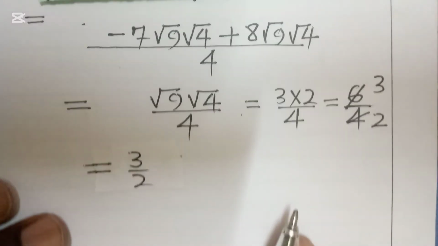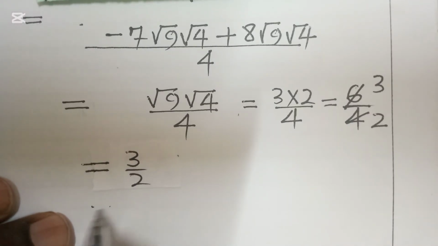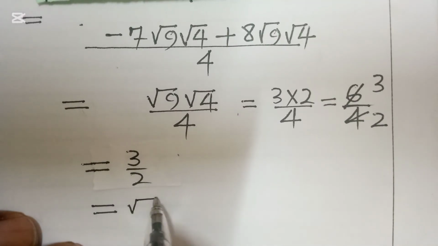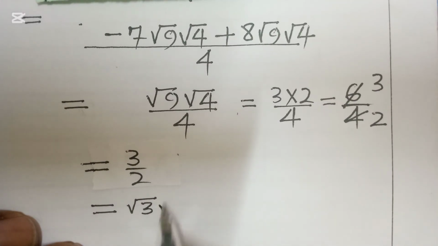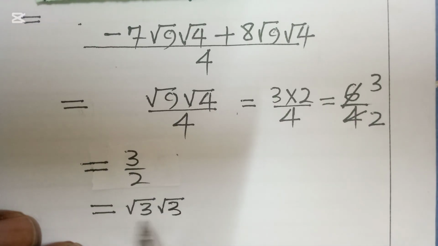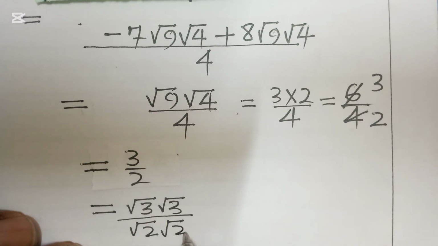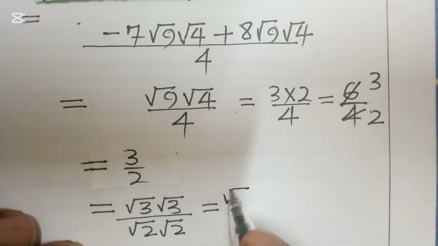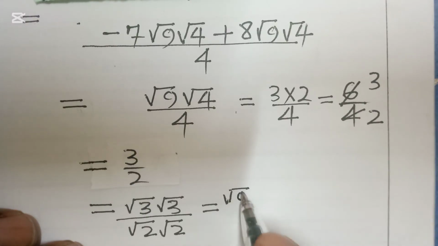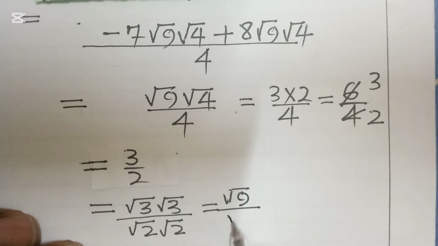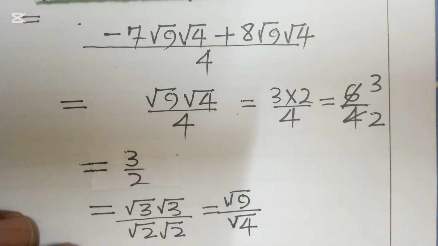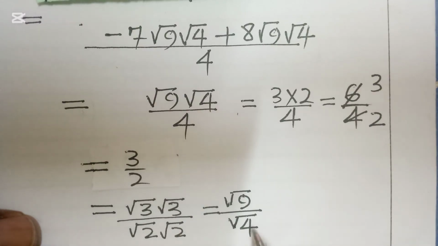So guys, for 3 over 2, we are going to have square root of 3 multiplied by square root of 3 all over square root of 2 times square root of 2. Of course, this is supposed to be square root of 9 all over square root of 4. So guys, that's how it is. In fact, I could have gone direct to that.